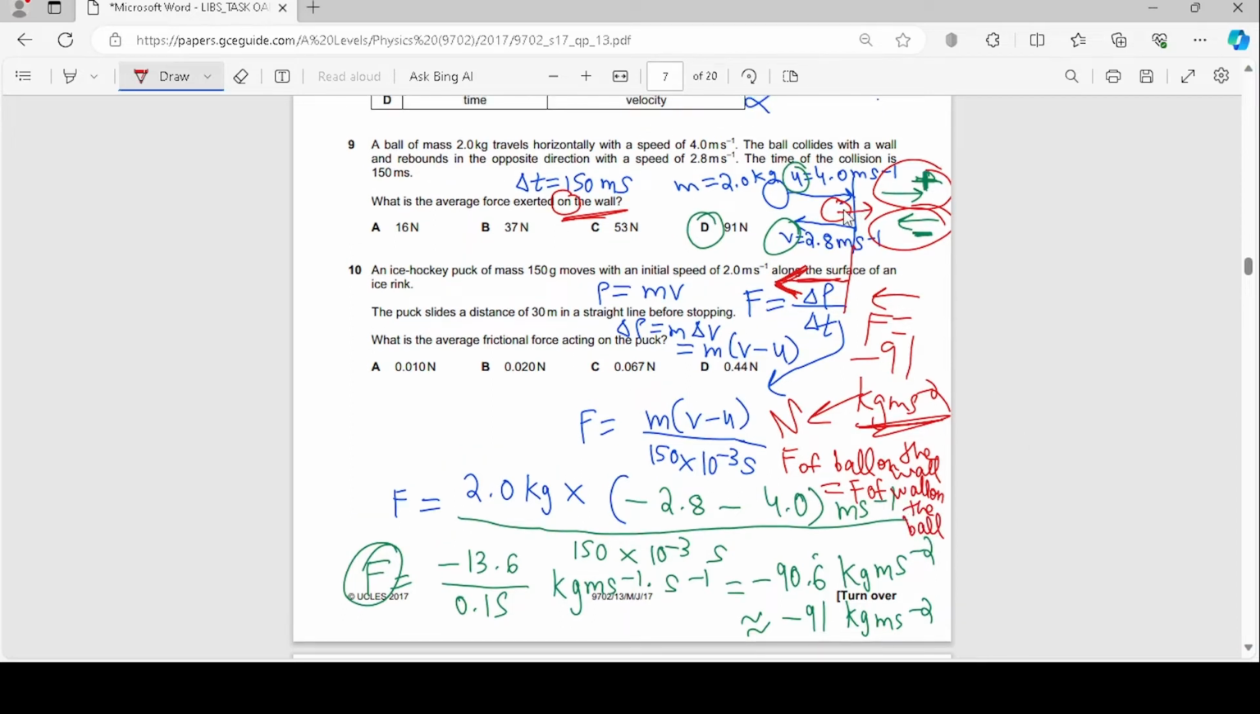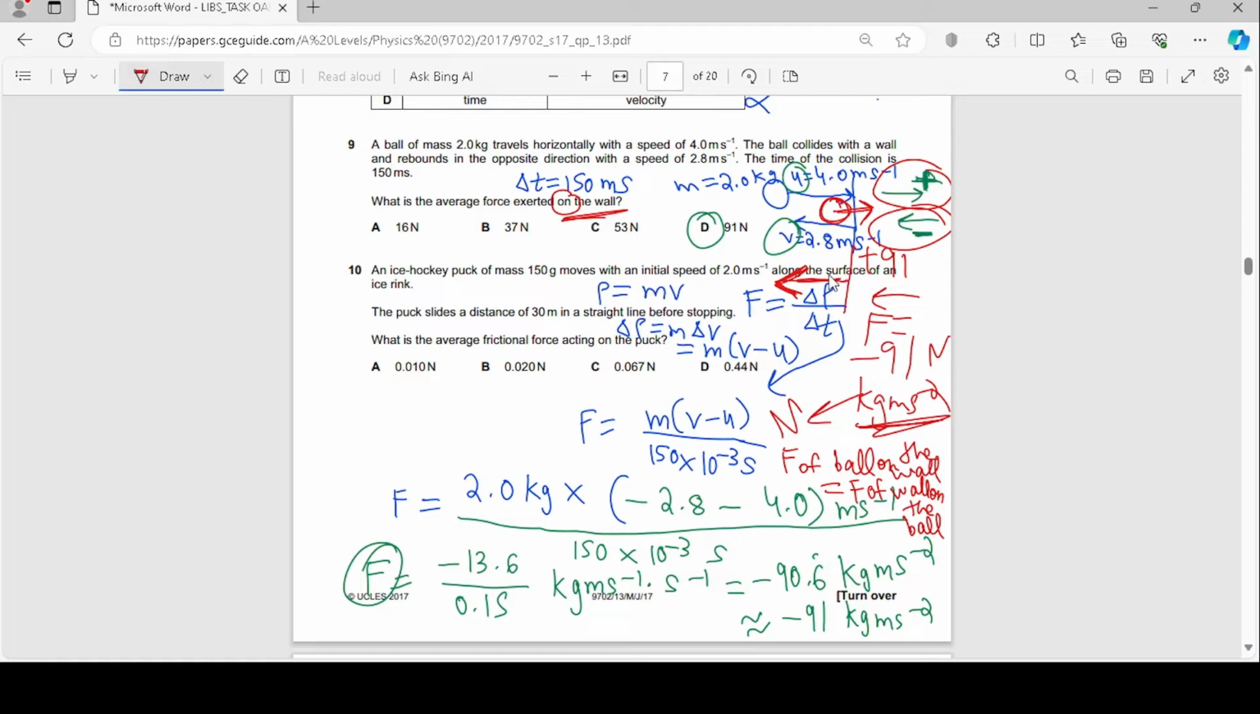So the one that I had to calculate was the force of the ball on the wall, which would just be, instead of minus 91 newtons, plus 91 newtons because it's going in that direction. We got a negative answer because I calculated that force, but the other direction will obviously be plus 91, right? That's just Newton's third law, that for every action there is an equal but opposite reaction.